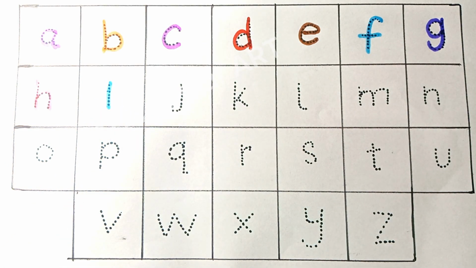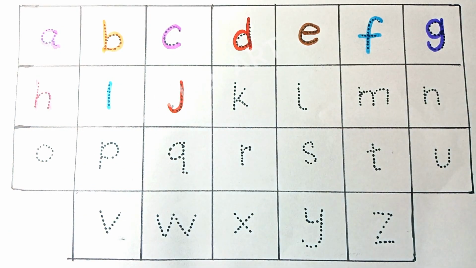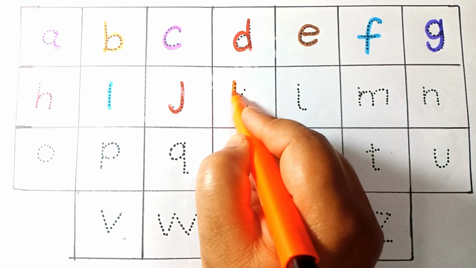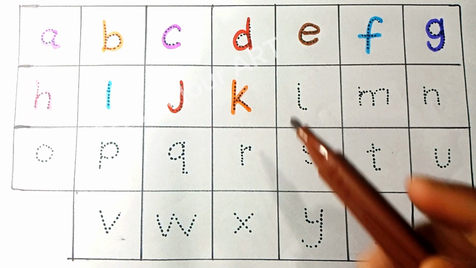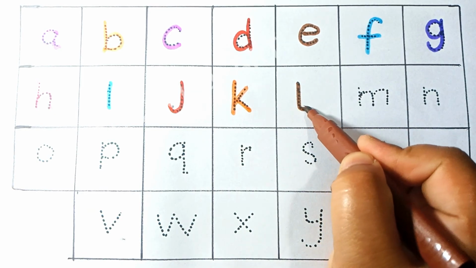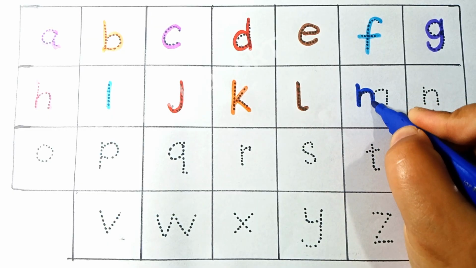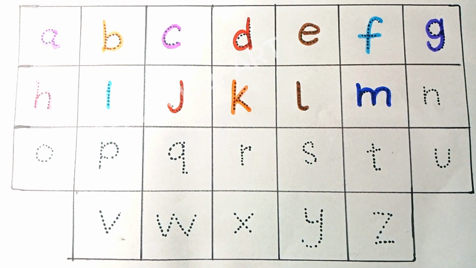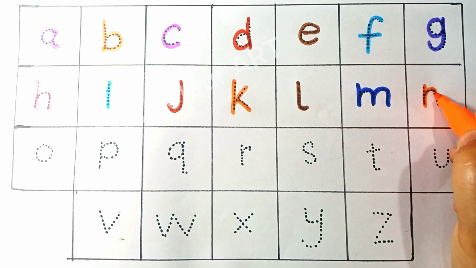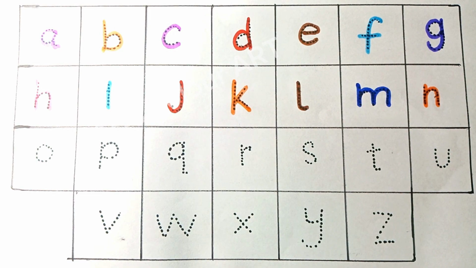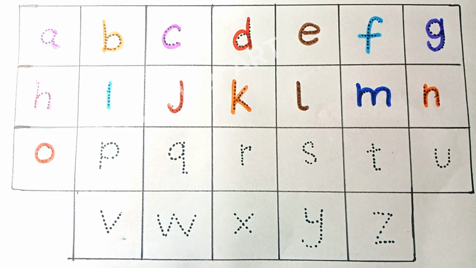I for ice cream, J for joker, K for kite, L for lemon, M for mango, N for nose, O for orange.